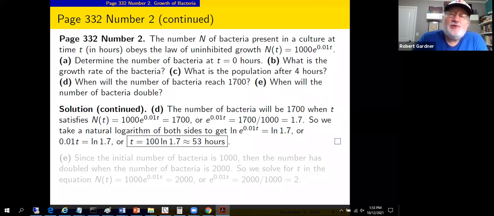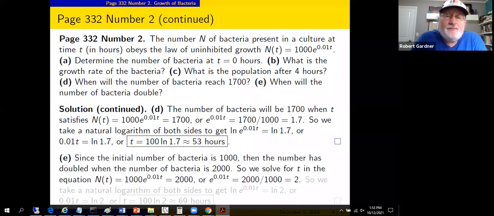In part E, the question is, when will the number of bacteria double? Okay, we started with 1,000 bacteria. So this question is just like the previous question. It's a question of when is the population a certain size? In part D, the question was, when is the population size 1,700. In this case, we want it to double from 1,000. So in this case, the question is, when is the population 2,000.